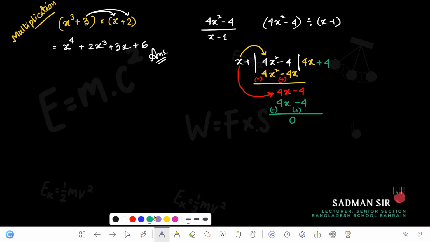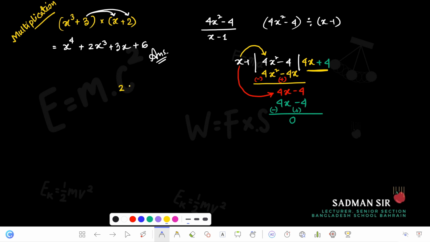So our answer here will be this one, the quotient. If they ask what is the quotient, it is 4x plus 4, and what is the remainder? The remainder here is 0. Now this was quite a simple one. Not always will the remainder be 0. Let us solve another one now.